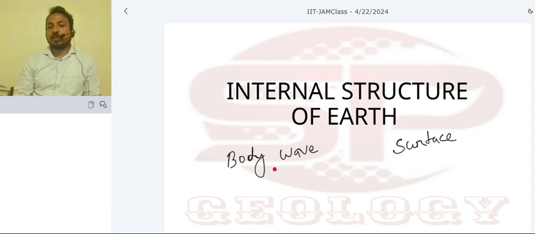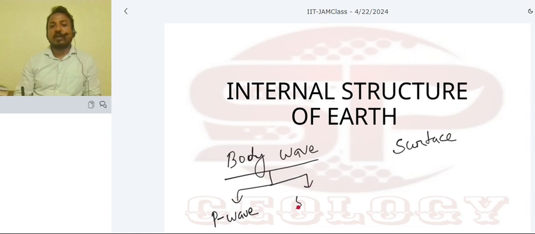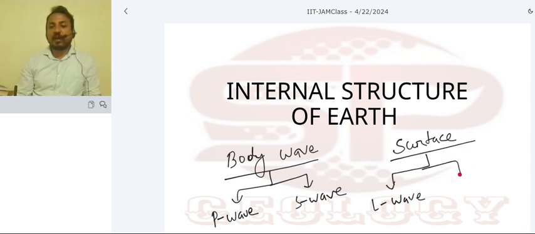Body waves include two types: one is the P wave, another is the S wave. Surface waves also include two types: one is the L wave, another is the R wave.